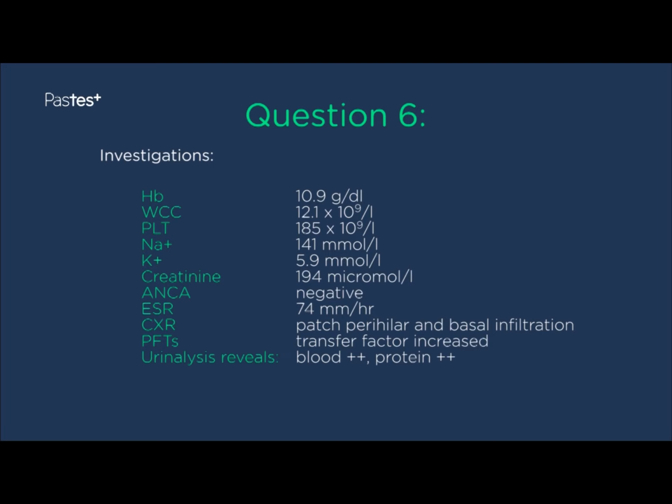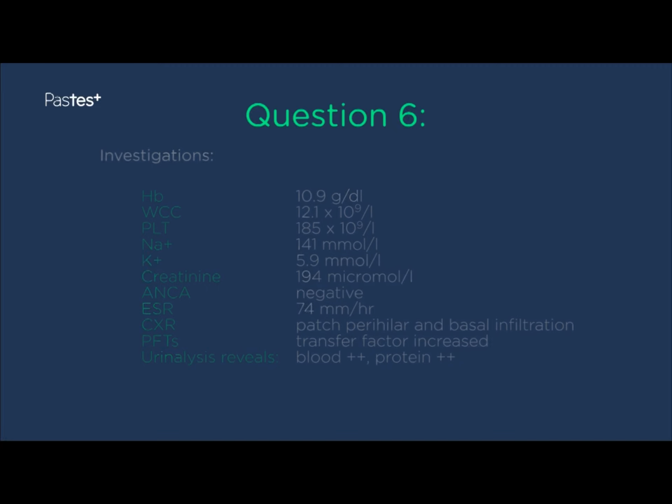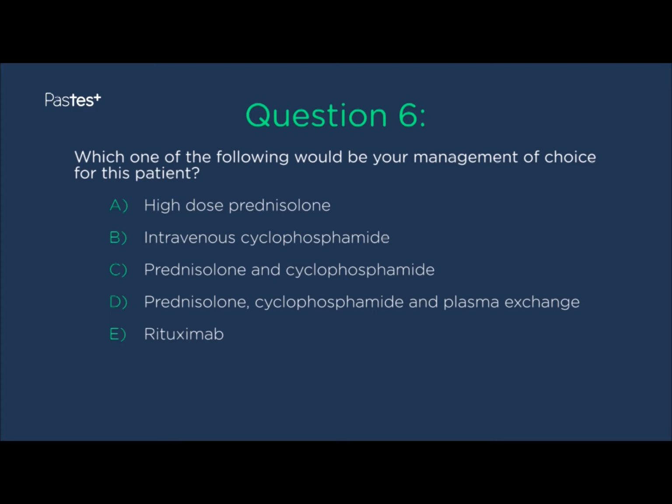His pulmonary function tests show that the transfer factor is increased. Urinalysis reveals blood and protein, which of course would be typical of a glomerulonephritis. Which one of the following would be your management of choice for this patient?